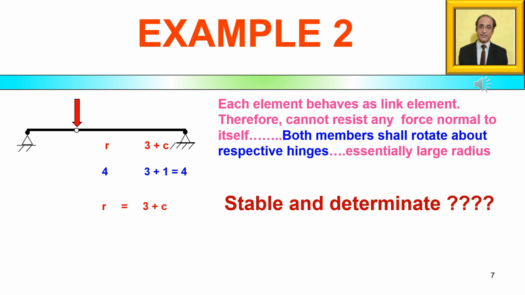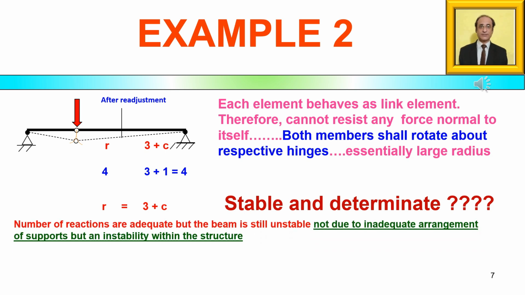So, the effect of application of this force is that both members shall undergo large rotation about their respective hinges, that are the two end supports. So this will lead to a very large inelastic displacement, and this is considered as unstable structure. So here what we find that the number of reactions are adequate because the equality R equal to 3 plus C is being satisfied, but still the structure is unstable.